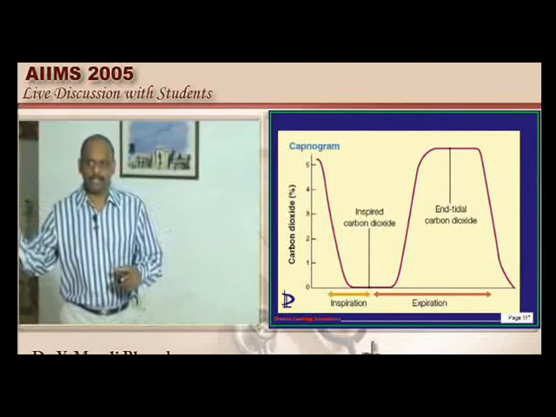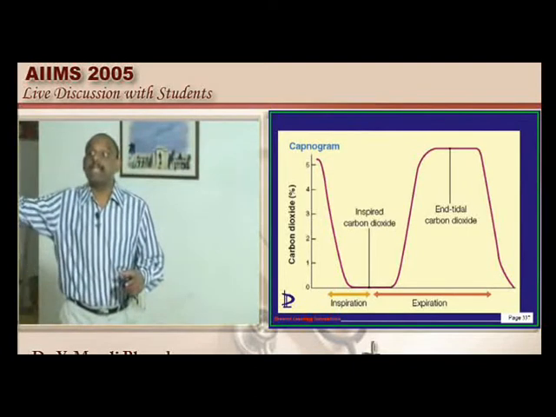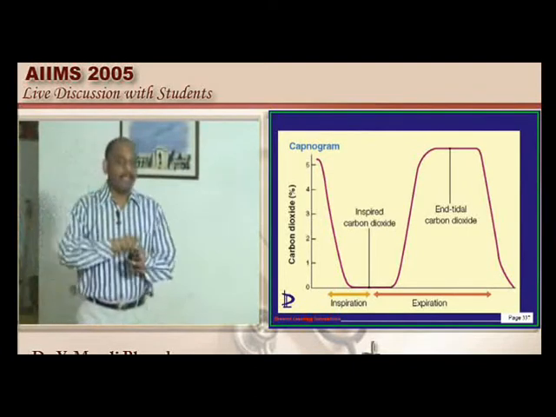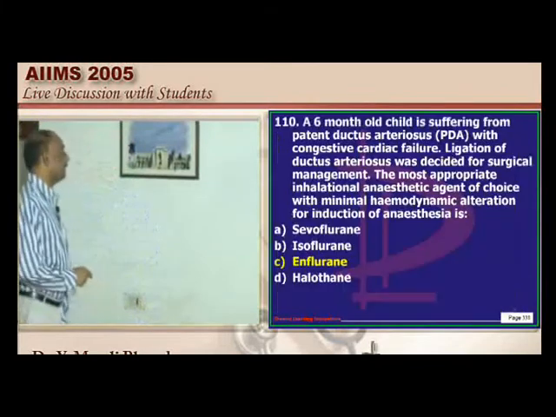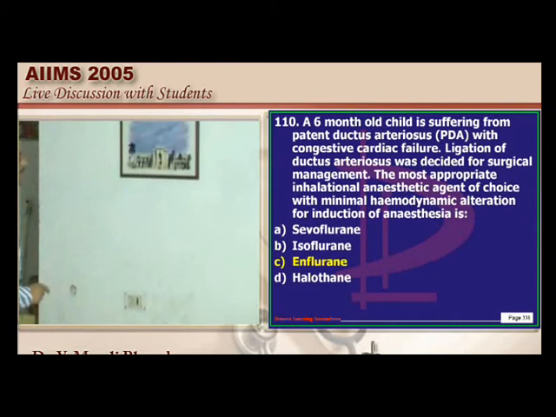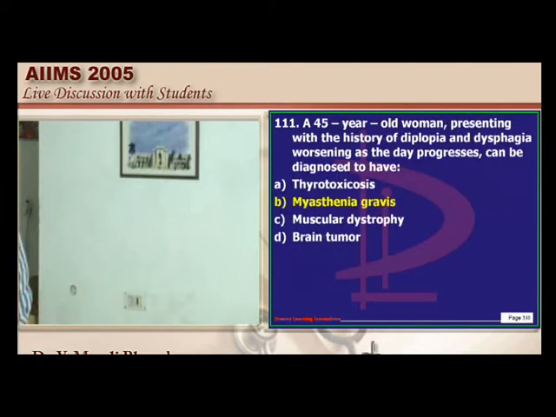Pulse oximetry calculates oxygen saturation, whereas the ABG calculates partial pressure of oxygen. So that difference needs to be appreciated. A patient with PDA, another stock question, which is the inhalational agent of choice? Enflurane. Let's go to the next question.